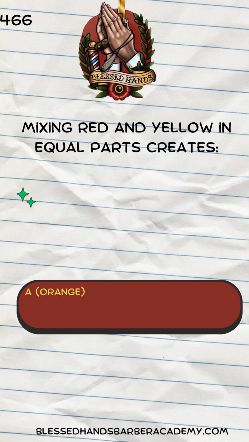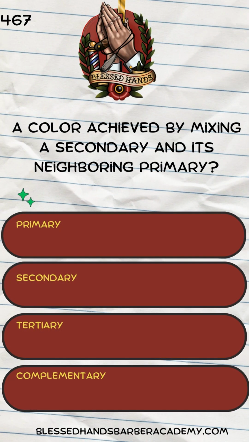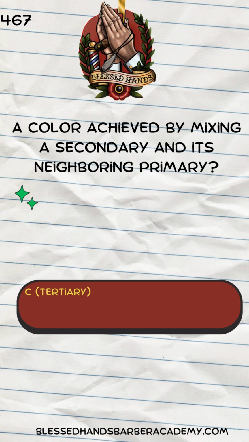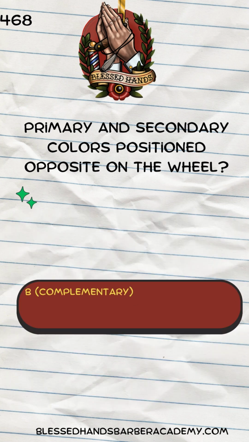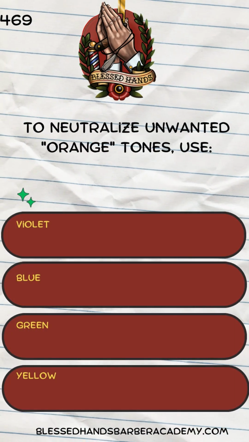A. Orange. A color achieved by mixing a secondary and its neighboring primary? Primary, secondary, tertiary, complementary. C. Tertiary. Primary and secondary colors positioned opposite on the wheel? Analogous, complementary, tertiary, monochromatic. B. Complementary. To neutralize unwanted orange tones, use violet, blue, green, yellow.